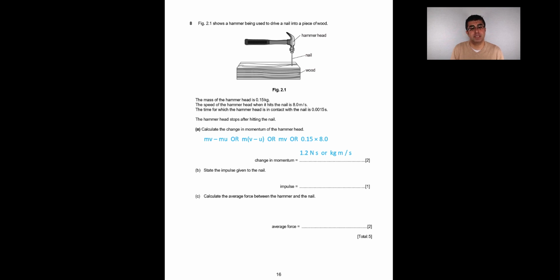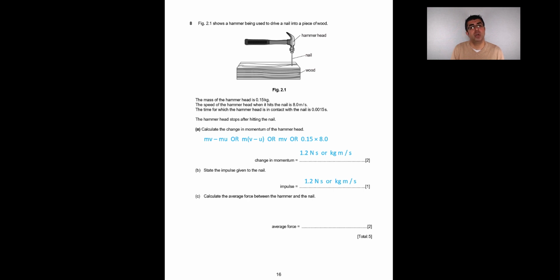State the impulse given to the nail. Well, impulse is equal to the change in momentum, so the answer is exactly the same, 1.2 Newton seconds. Now, when I taught you guys, I suggested when you're talking about change in momentum, leave it as kilogram meter per second, and when you're talking about impulse, which is equal to change in momentum, leave it as Newton seconds. Whilst they're both correct, I just think it makes it easier in your mind with regards to which formula you're being asked to use.